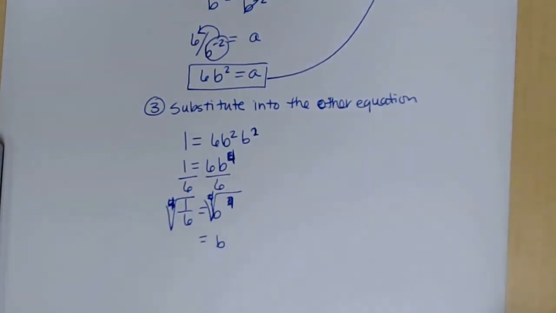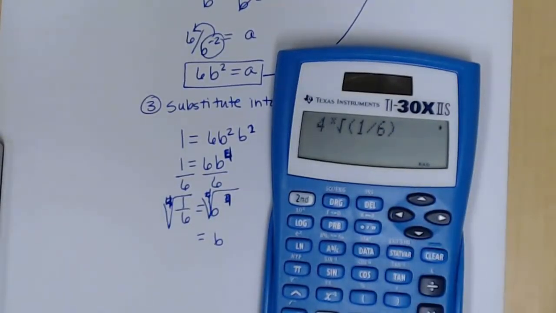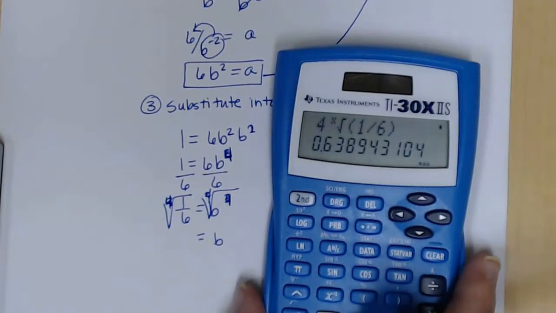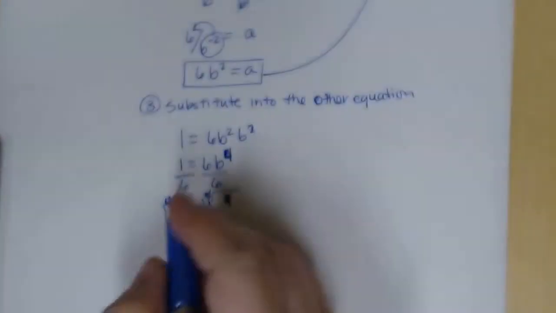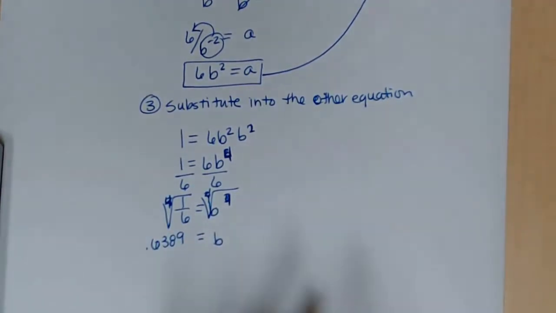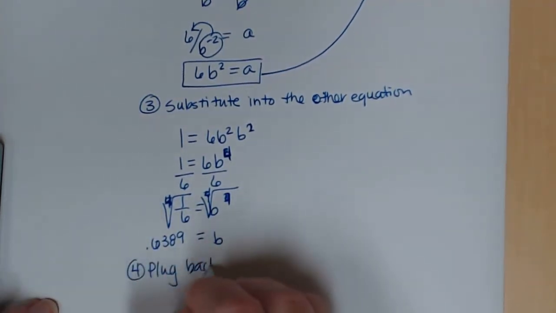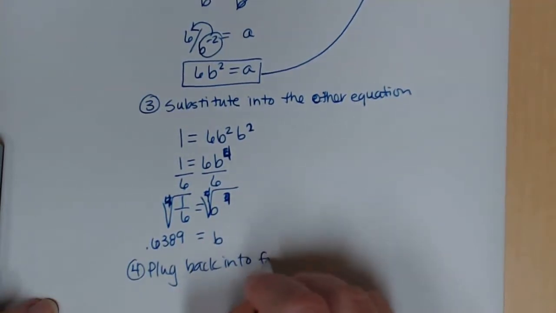So when we 4th root, I knew my number wasn't looking right. So when I 4th root it, I'm going to do the 4th root of 1/6. That gives me 0.6389. So I have now solved one of my letters, b. Now two more things. Step 4, we're going to plug back into the first equation.